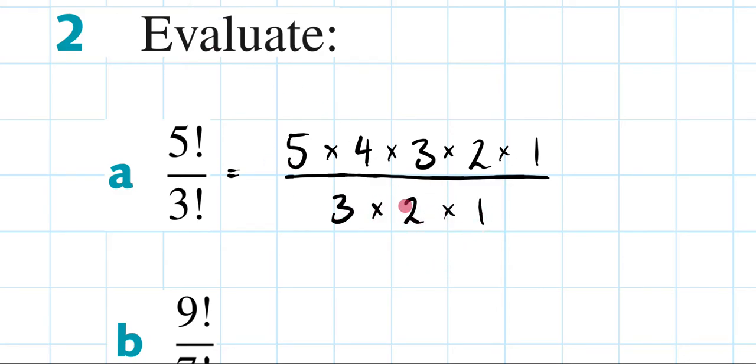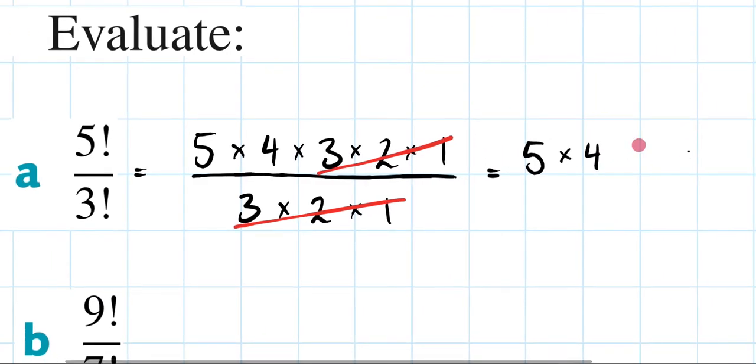Now hopefully you can see that 3 times 2 times 1 is going to cancel out with 3 times 2 times 1, which is going to leave me with 5 times 4. So it's going to leave me with 5 times 4, and we know that the answer to that is 20. So the answer to my first question, A, will be 20. Let me get my highlighter and give that a highlight.